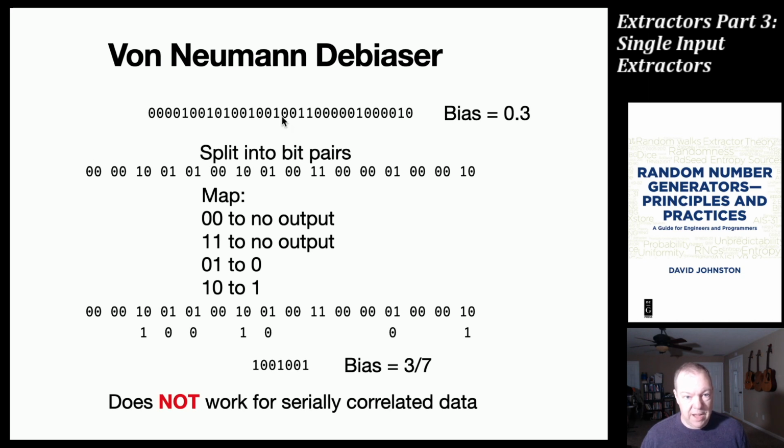But so we go through the algorithm and we split it into bit pairs. So just this, and we've put a gap between each of the bit pairs so we can see them clearly. And then we say if we have a 0, 0, don't output anything. If we have a 1, 1, don't output anything. If we have a 0, 1, output a 0. And if we have a 1, 0, output a 1. And so we look through here and we've got 0, 0, so nothing. 1, 0, so we get a 1. 0, 1, we get a 0. 0, 1, we get a 0. Then nothing. 1, 0, 0, 1. And so the bit string we get out is 1, 0, 0, 1, 0, 0, 1.